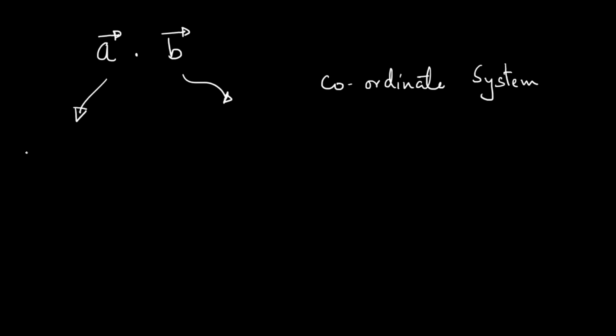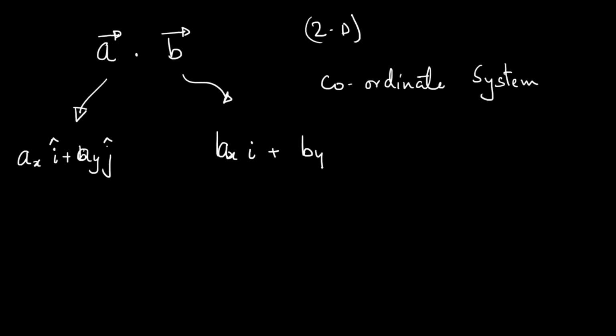So the first step is to write A. Let's do 2D for today. Write A as AXi plus AYj, and you already know what this means. We spent a lot of time on this. B as BXi plus BYj, and you know what it means. And now this step is the first step.